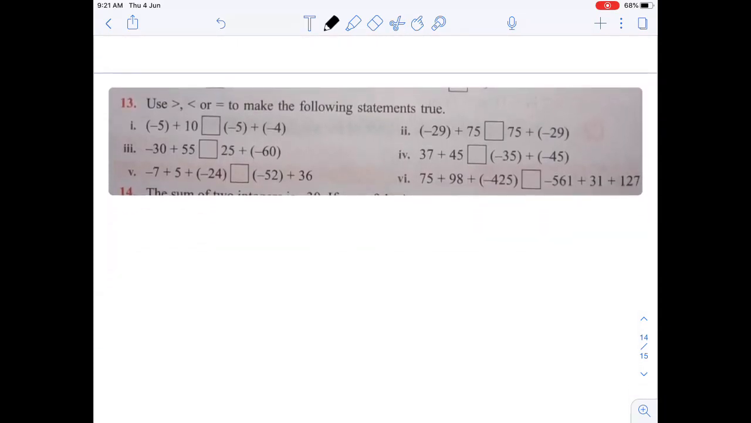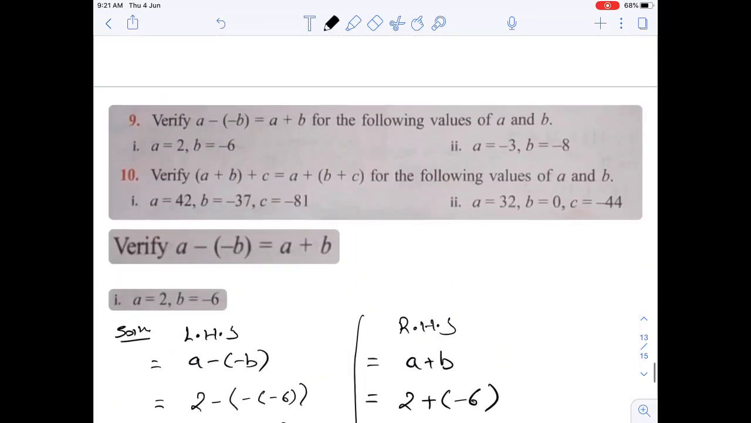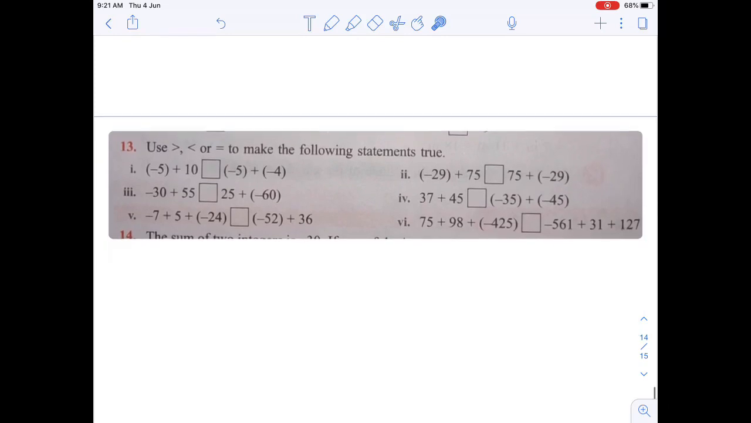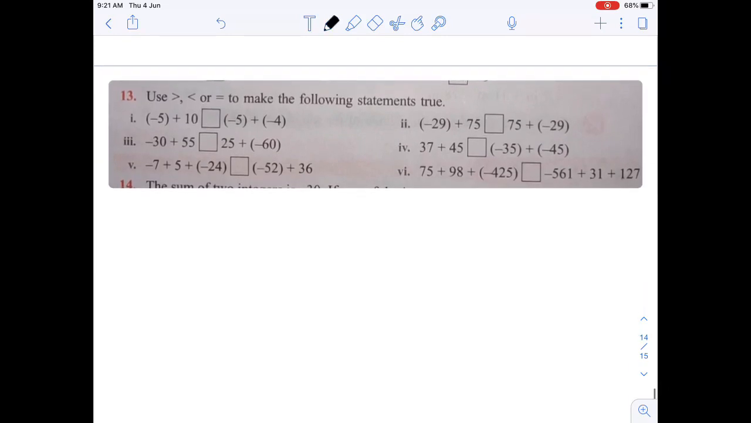Now next question. So the remaining questions, question number 2 and question number 10, are homework for you people. Now next one. Here in this question it is given to use greater than or smaller than or equal to make the following statements true. These statements are to be made true, we just have to put a proper sign, then it will become true. So let us consider the first example.